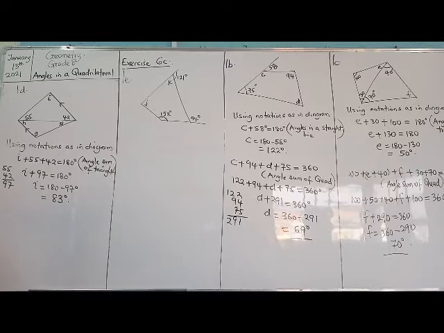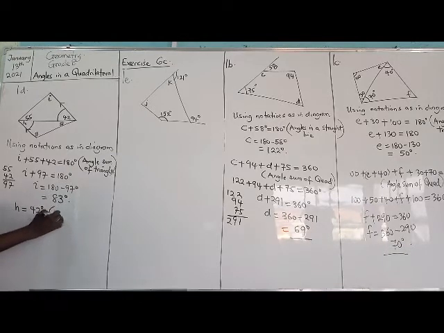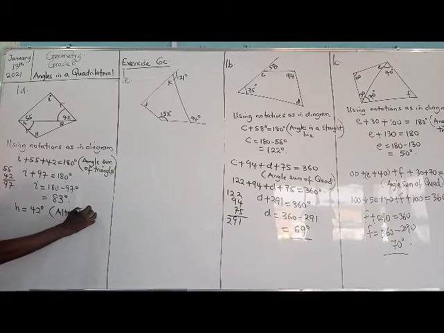Now, if you look at this carefully, there's another property being tested here. This angle here will be equal to this angle here. What's the reason for that? Alternate angles. This angle is alternate to this one because this line is parallel to this line. So you're going to have that H will be equal to 42 degrees. What's the reason for that? Alternate angles.